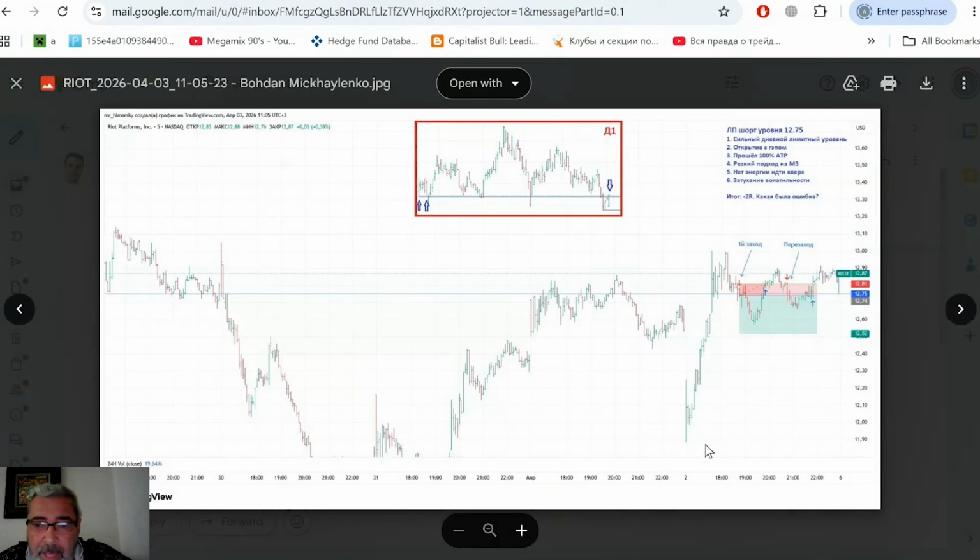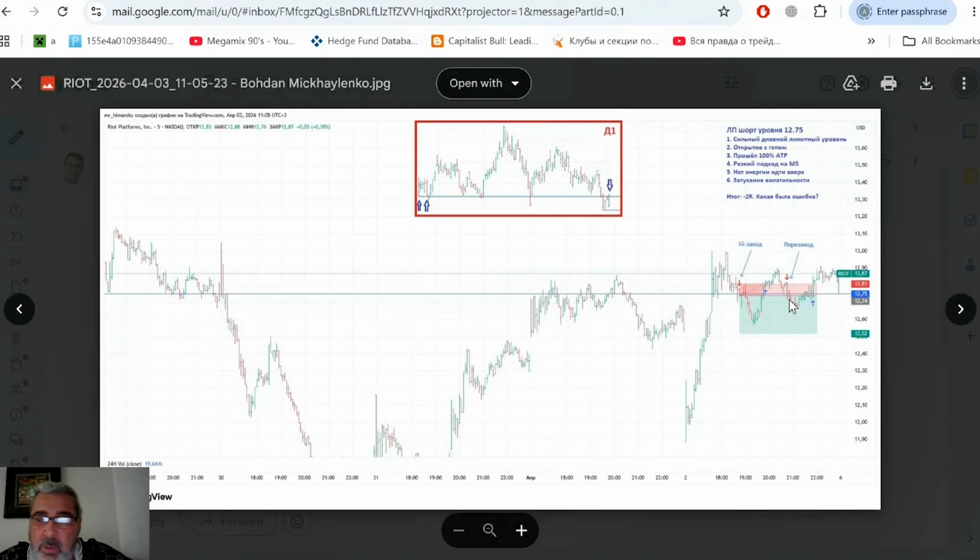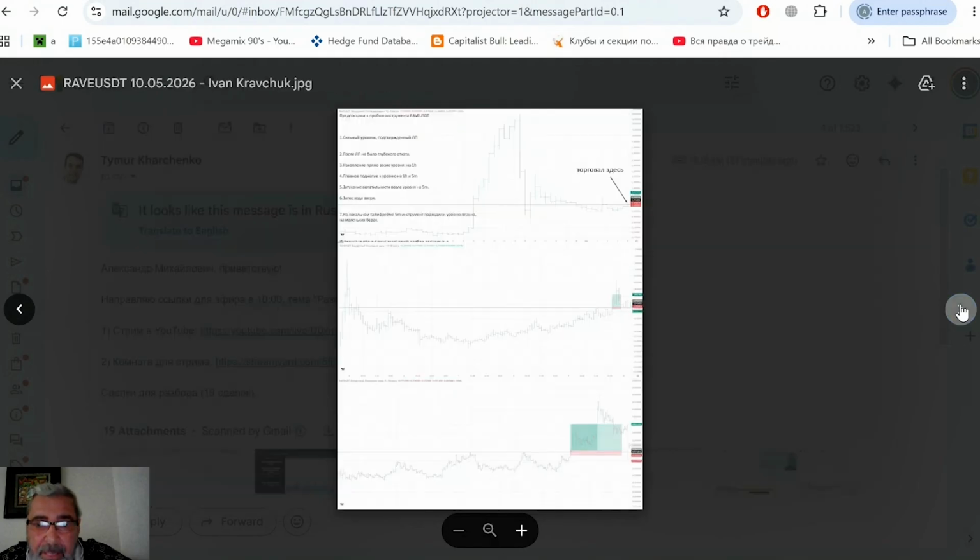Okay, next up, let's see. There is a level on the daily chart, but because the price kept moving up and down around it, it has become unreliable. When this happens, it means the asset has very little energy left.